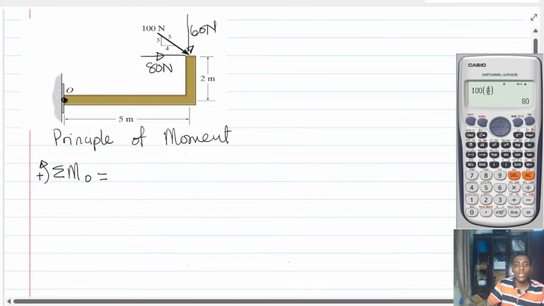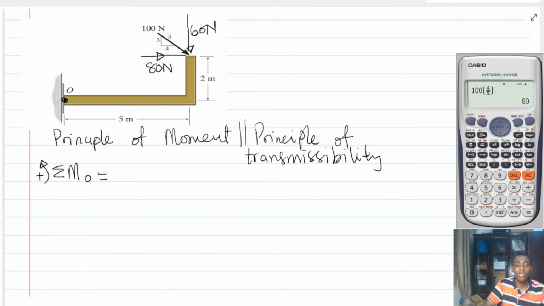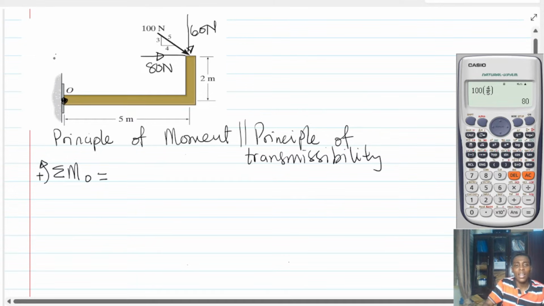All right. So now we also have to resort to what we call the principle of transmissibility. If I want to find the moment of the 80 Newton force about point O, I will draw the line of action of the 80 Newton force. You see that the line of action of the 80 Newton force is this line. Then you ask yourself, what is the perpendicular distance from this point to meet this line? And that is this distance. As a matter of fact, that is 2.